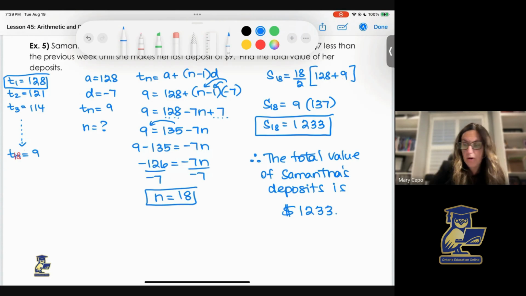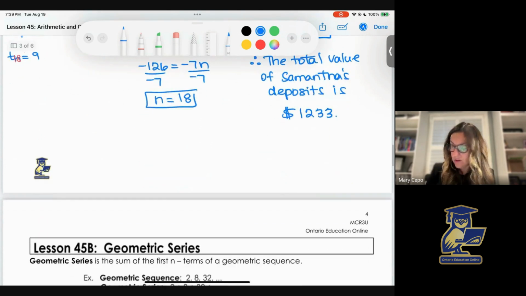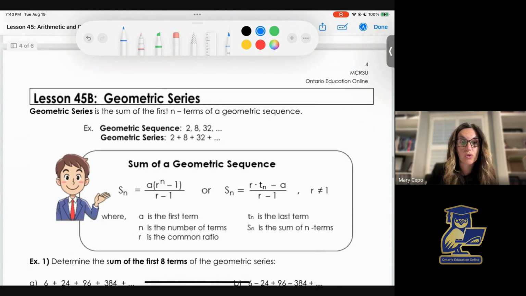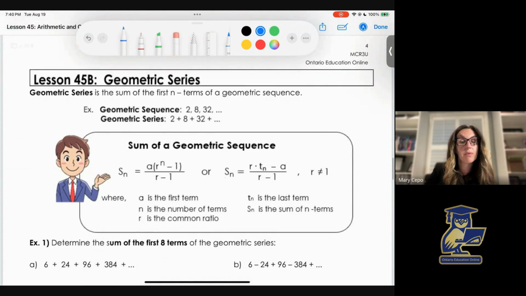Perfect. Okay, so now that we've focused on and learned about the arithmetic series, we're going to move on to the geometric series. So a geometric series is the sum of the first n terms of a geometric sequence. So given the geometric sequence 2, 8, 32, you can see that the common ratio is 4. 2 times 4 is 8, 8 times 4 is 32. So therefore a geometric series would be 2 plus 8 plus 32.